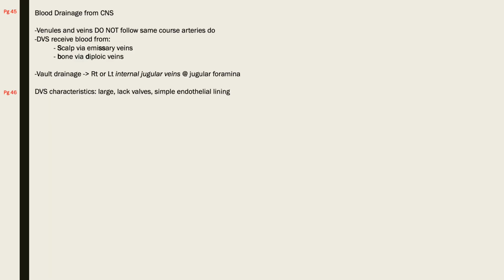So we just talked about the blood supply to the CNS, the brain and the spinal cord. Now we're talking about the blood drainage from the CNS. So think venous system. I'm on page 45, mid to bottom of the page.